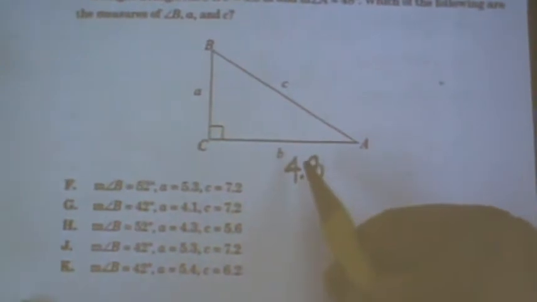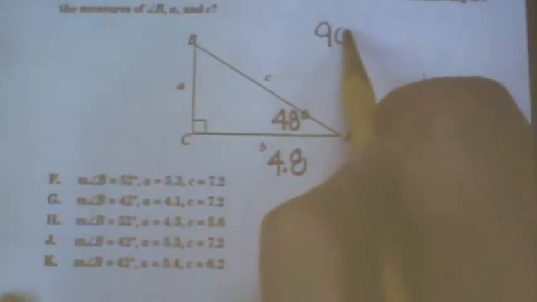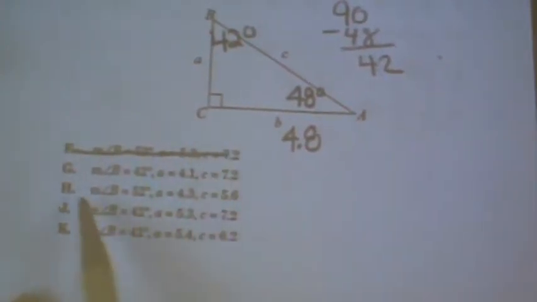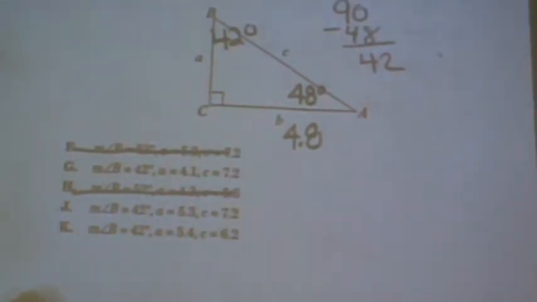How about number 12? They give you that side B is 4.8, and they give you angle A is 48 degrees. How would you figure out angle B, knowing that that's 48 and that's 90? What do you get? So angle B is 42 degrees. Which answers can you cross out? That one? That one? Okay, so now, what are you gonna do?